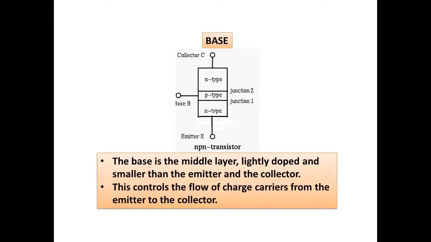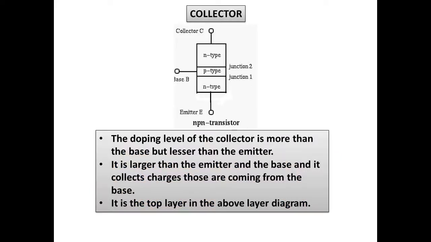Base. The base is the middle layer, lightly doped and smaller than the emitter and the collector. This controls the flow of charge carriers from the emitter to the collector.